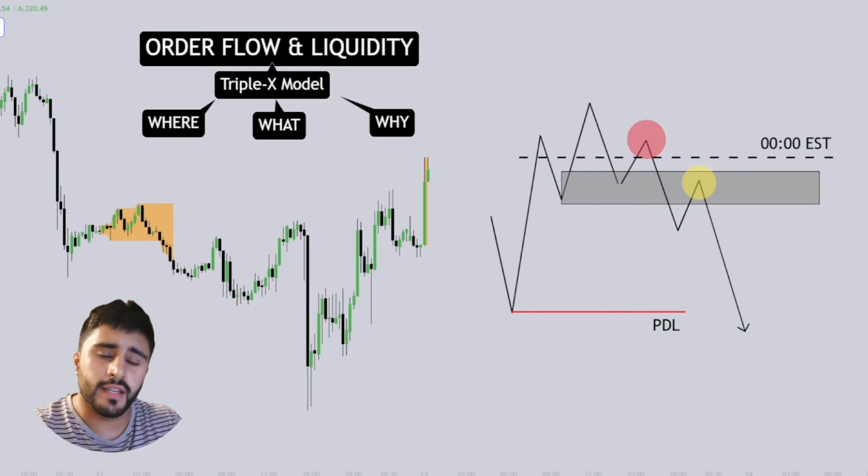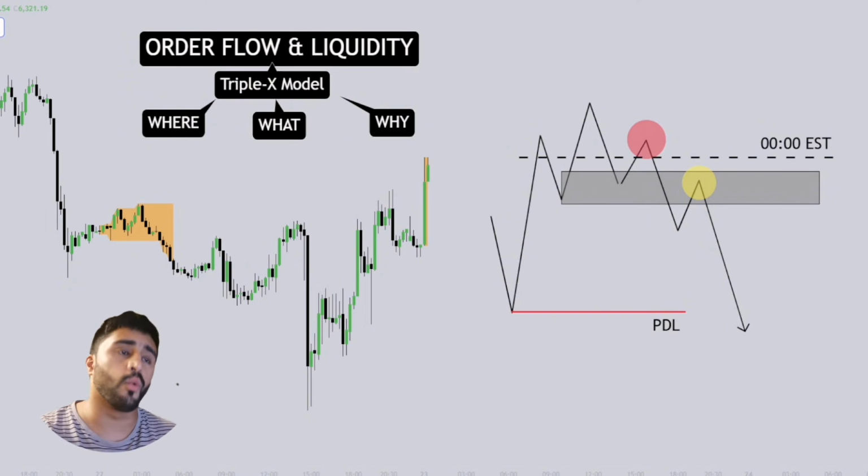Order flow and liquidity is going to be the topic of this video, right? I've had some questions about how I can combine order flow with my entry model. So I'm going to be going over an entry model using some basic ICT concepts or smart money concepts, and we're going to combine it with liquidity and order flow. So this video is going to discover those two concepts.